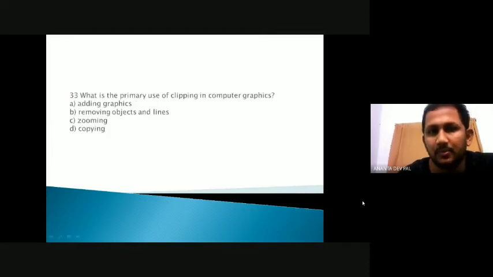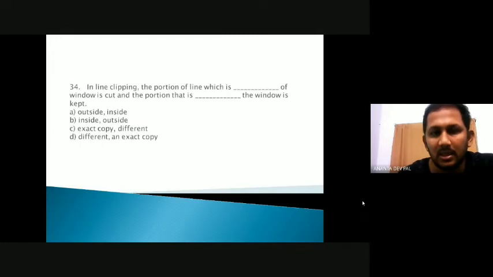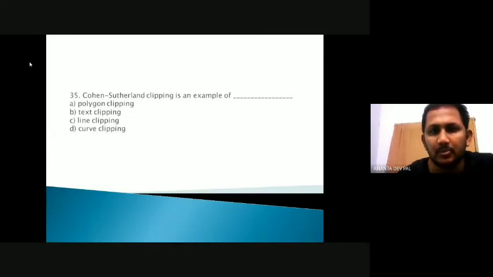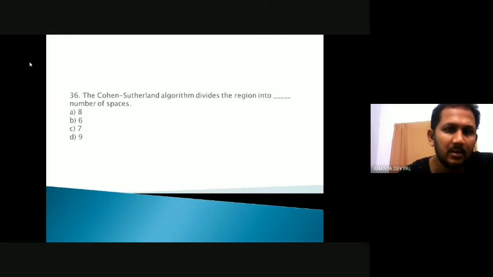What is the primary use of clipping in computer graphics? Adding graphics, removing objects or lines. In line clipping, the portion of the line which is outside the window is cut, and the portion that is inside the window is kept. Correct answer is A. Cohen-Sutherland clipping is an example of line clipping. The Cohen-Sutherland algorithm divides the region into 9 regions.